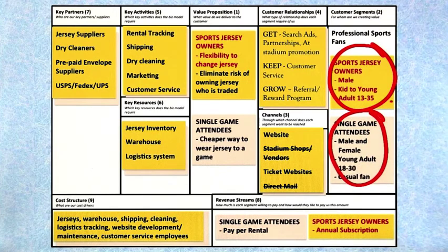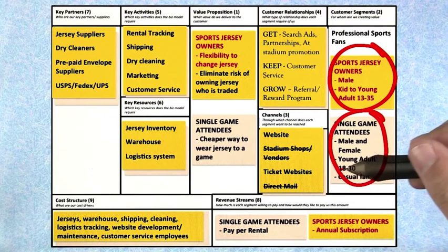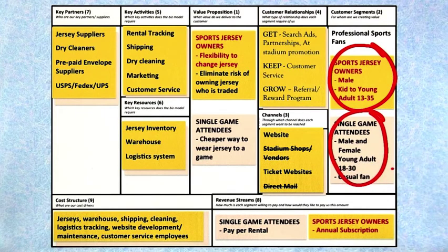It turned out there were the original segment they thought, rabid sports jersey owners who were male, 13 to 35, who passionately followed their team and went to a lot of games. But there were also people who casually attended games, male and female, and they were closer to 18 to 30, and they were casual fans.